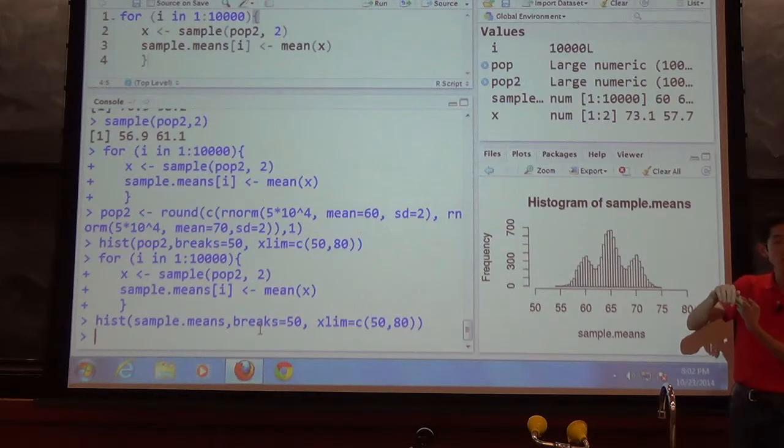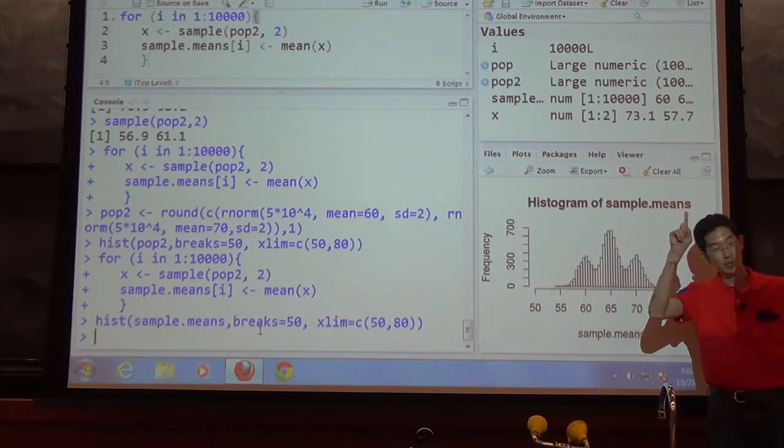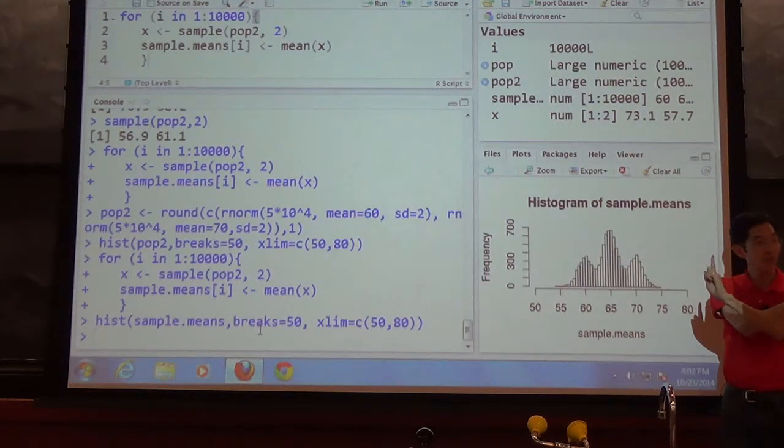We're talking about one close to 60 and one close to 70. It could be the first one that's close to 60 and the second one close to 70, or the first one's close to 70 and the second one's close to 60. So there's twice as many ways to get that.